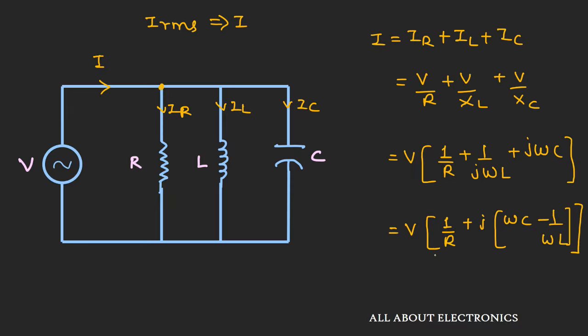Now if you see, this term is nothing but the inverse of impedance, which is known as admittance, and it is denoted by the symbol Y. So we can write this equation as I is equal to V into Y. Now at resonant frequency, the current flowing through the circuit is minimum, and to get a minimum current, this Y should also be minimum, and to get the minimum value of Y, this omega C should be equal to omega L.